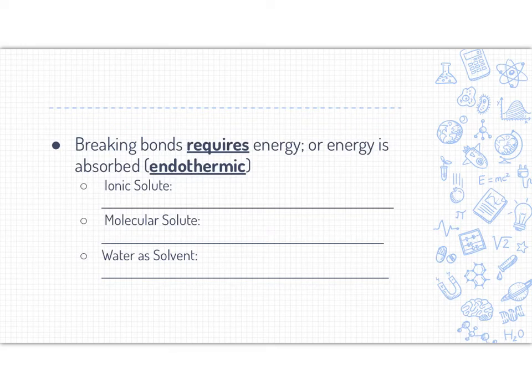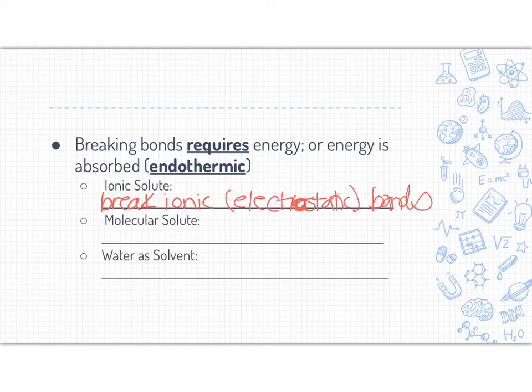Breaking bonds requires energy, or energy must be absorbed to break bonds. Otherwise, everything would spontaneously fall apart and release energy and get hot, and the world would be on fire. I mean, that might not be that drastic, but when I am breaking the bonds in an ionic solute, I am breaking ionic bonds. Remember, I can call ionic bonds electrostatic bonds. So I have to separate the positive and the negative ions.